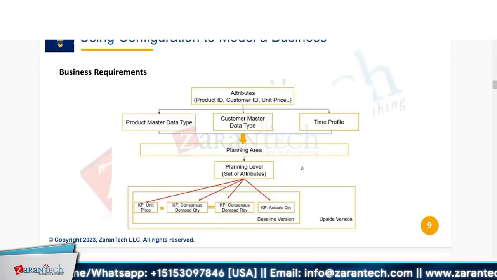Then you have to define the planning level, and define the sets to these attributes. For example, each of these planning product masters will have its unit price, which is basically the key figure unit price. So if you have an attribute which is a combination of two attributes, that is a product line and a customer, this is a combination.